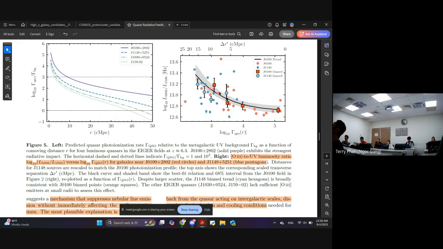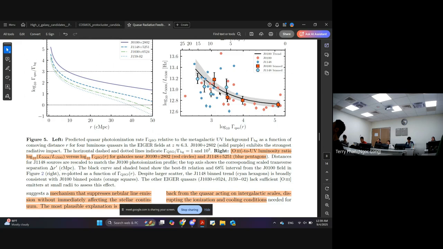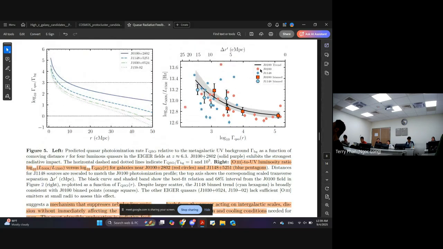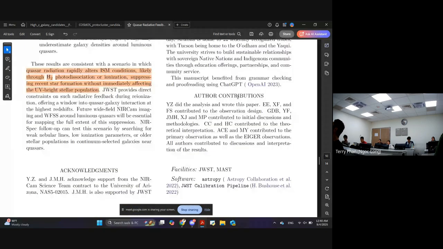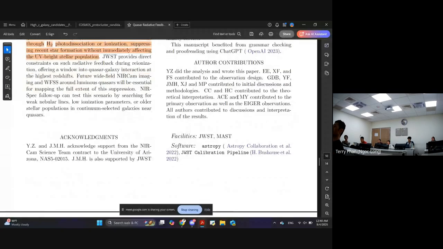And so this is evidence that this effect is shown in a more widespread area, not only in this quasar. If we find more quasars and analyze their ionization fields and the O3 emission lines in those galaxies, they could hopefully show this similar trend of less star formation in the nearby quasar region. Yeah, that's pretty much it.